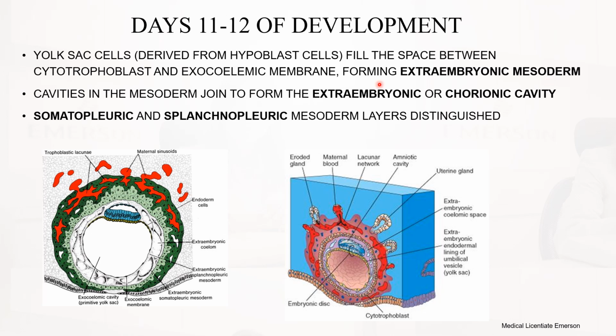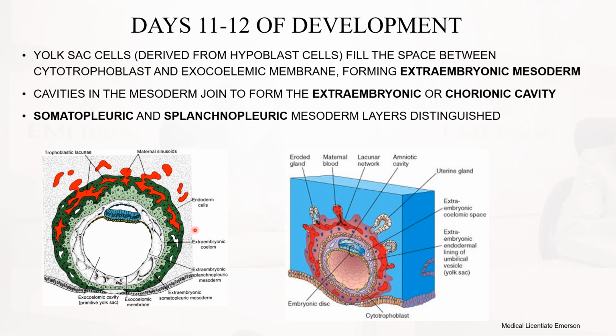Okay. The cavities in the mesoderm join to form the extraembryonic or the chorionic cavity. Then this is when the somatopleuric and the splanchnopleuric mesoderm layers are distinguished. So now let's start with the explanation with the diagram.